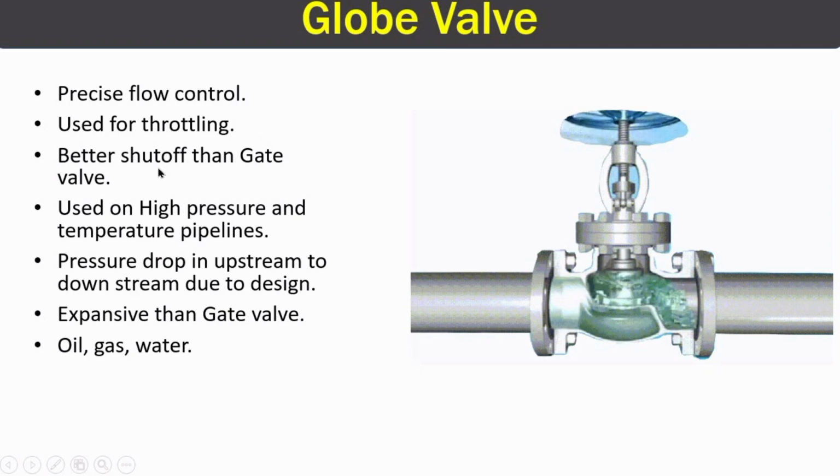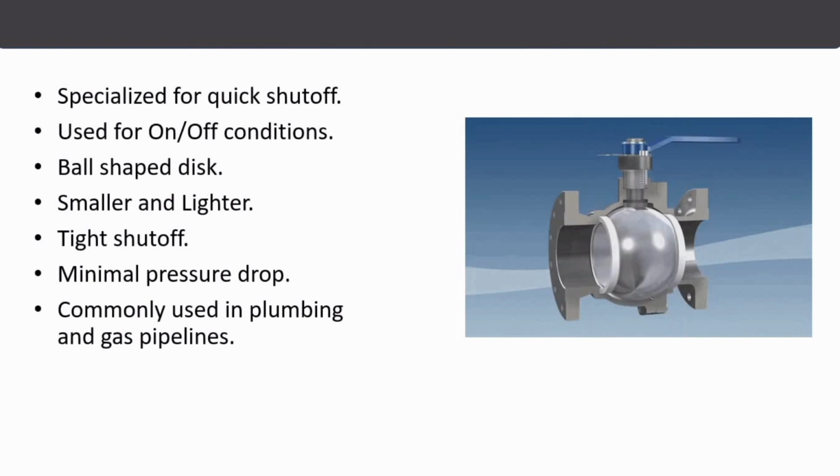Globe valves are mostly used in high pressure and high temperature pipelines, and they have a pressure drop from upstream to downstream due to their design constraint. If you look into this design, then you can clearly see that some of the pressure will definitely be dropped when this valve is in open condition, and they are more expensive than the gate valve because of their design, and they are used in oil, gas and water pipelines.